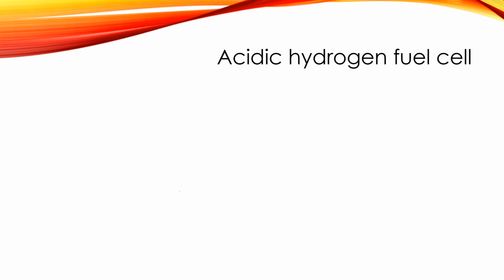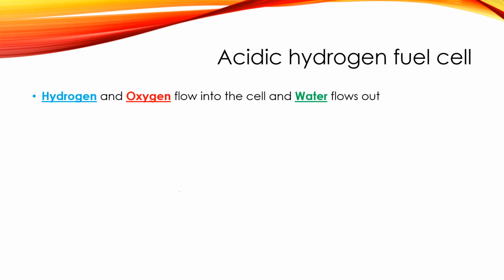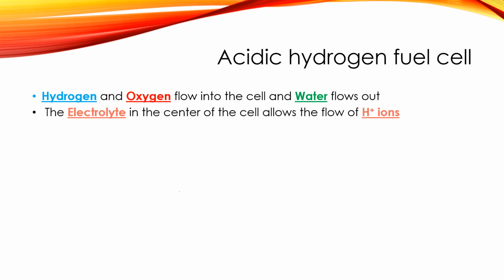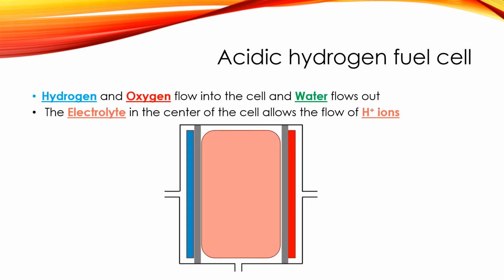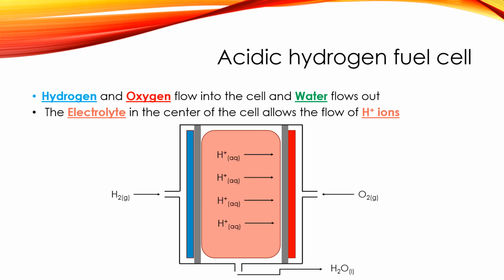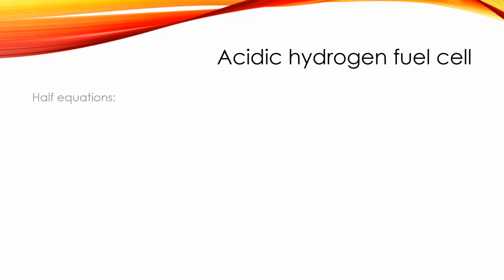Now the acidic hydrogen fuel cell still has hydrogen and oxygen flowing into the cell and water flowing out, but the electrolyte in the center is now allowing the flow of H+ ions. So we still have the same diagram. We still have hydrogen and oxygen flowing into the system and water flowing out. But now we have H+ ions going from the anode to the cathode, which gives a whole new set of half equations.